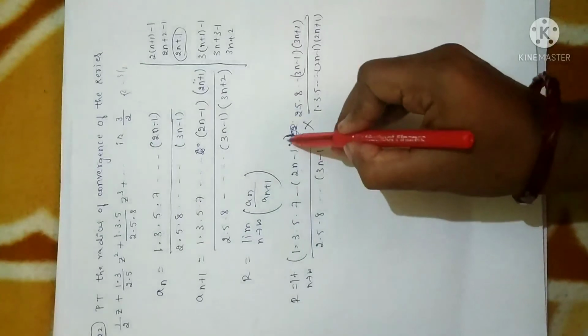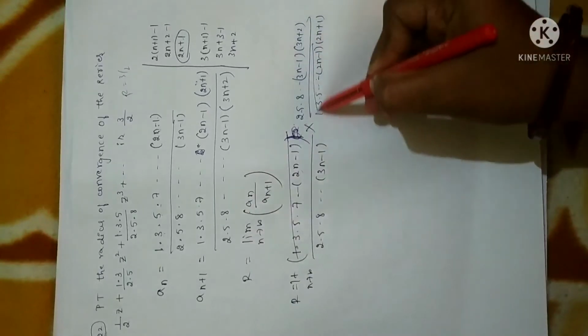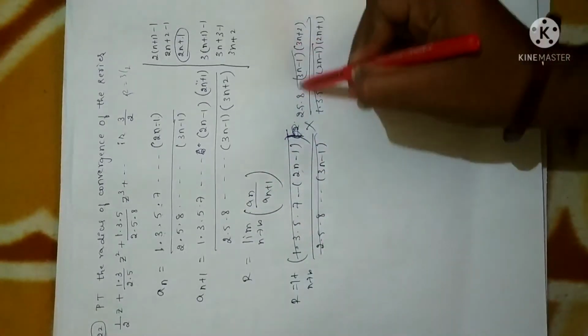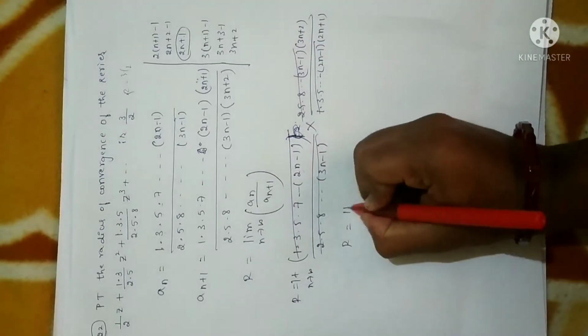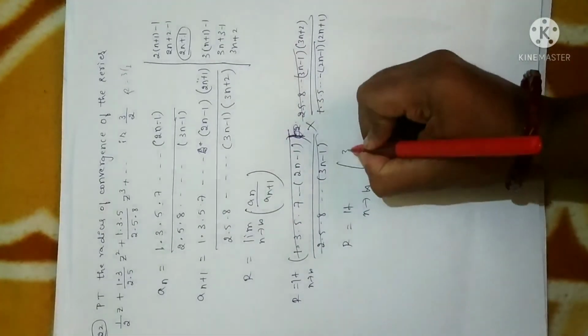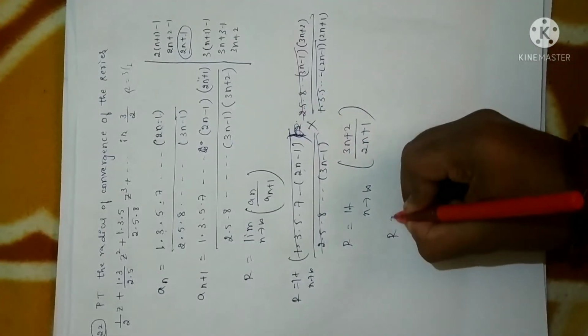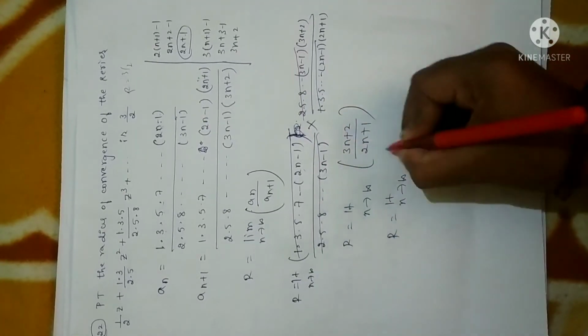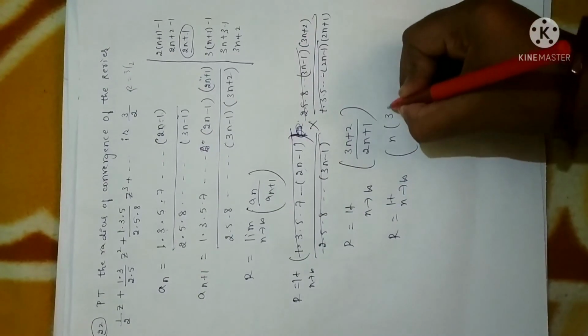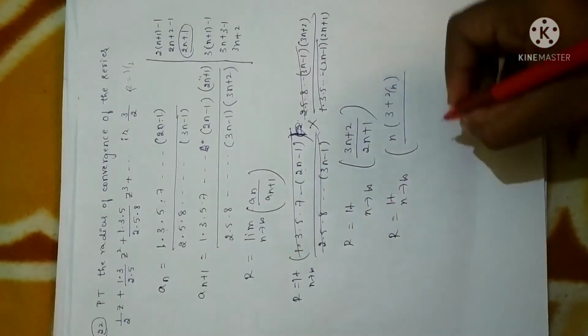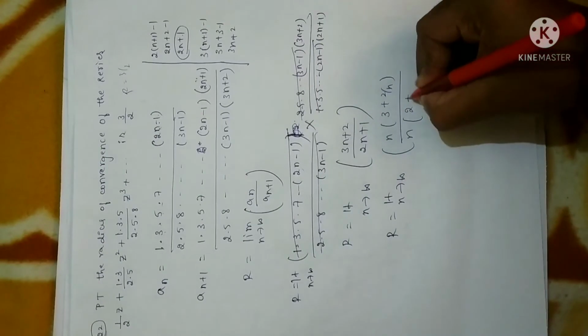Fine. So terms up to here and up to here get cancelled. Again these terms get cancelled. So what you are left with is R equal to the limit as n tends to infinity of 3n plus 2 divided by 2n plus 1. Let me take n as a common term, so you will get 3 plus 2 by n. In the denominator also n as a common term, so 2 plus 1 by n.